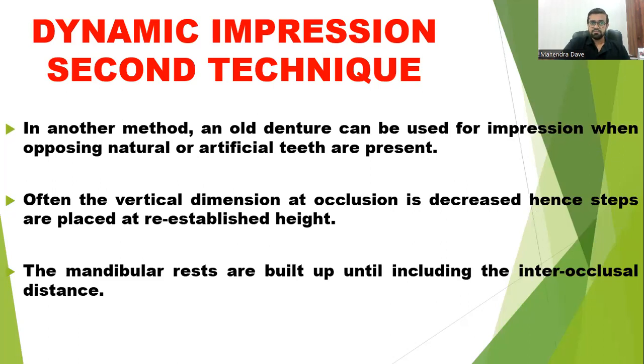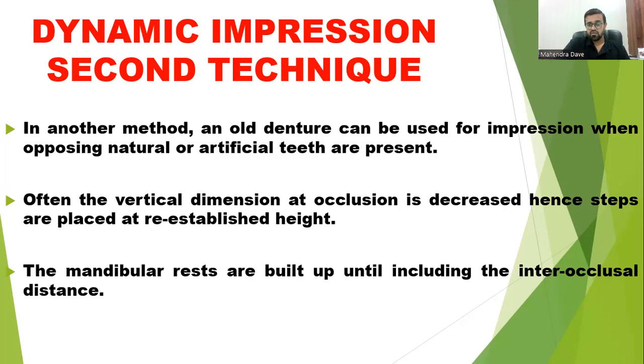So the dynamic impression technique, second technique. In this method, an old denture can be used for impression making while opposing natural or artificial teeth are present. The old denture can be used as a template for making an impression. Often the vertical dimension of occlusion is decreased, hence the steps are placed at re-established height.